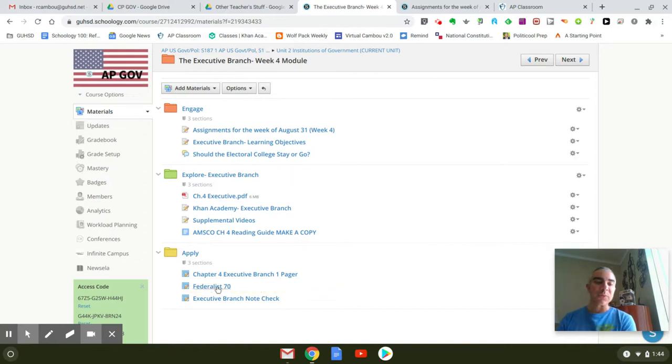Little new wrinkle this week, you'll be doing a little writing on Federalist 70. This is where we're articulating the Federalist argument for the executive as it was created at the Constitutional Convention, having a singular executive, having the power to implement his policy agenda. So really backing up that which we're looking at this week.